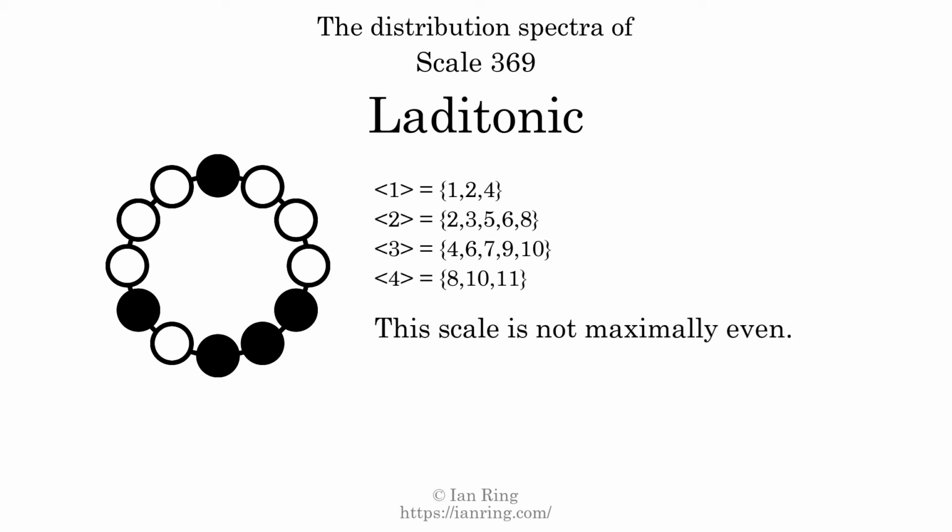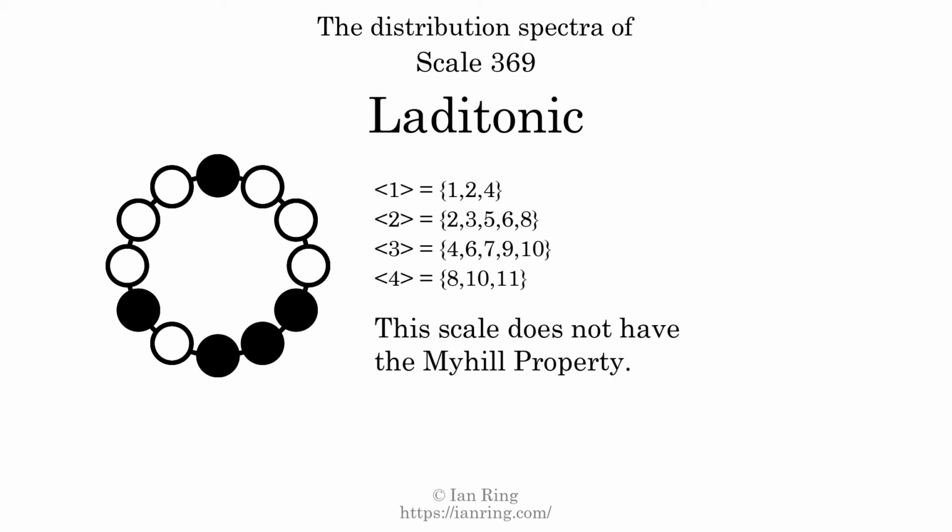The highest spectrum width is 6. Since this is greater than 1, we know that this scale is not maximally even. If every spectrum has exactly 2 specific intervals, we call that the Modal property. This scale does not have the Modal property. Since the generic interval ranges overlap, this scale is an improper scale.